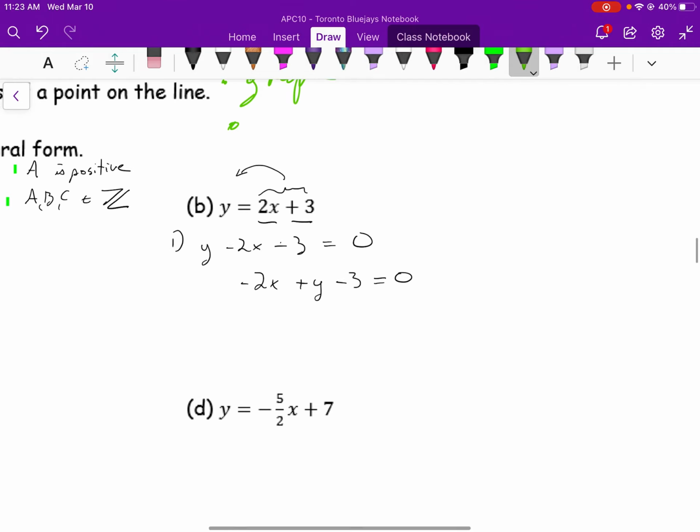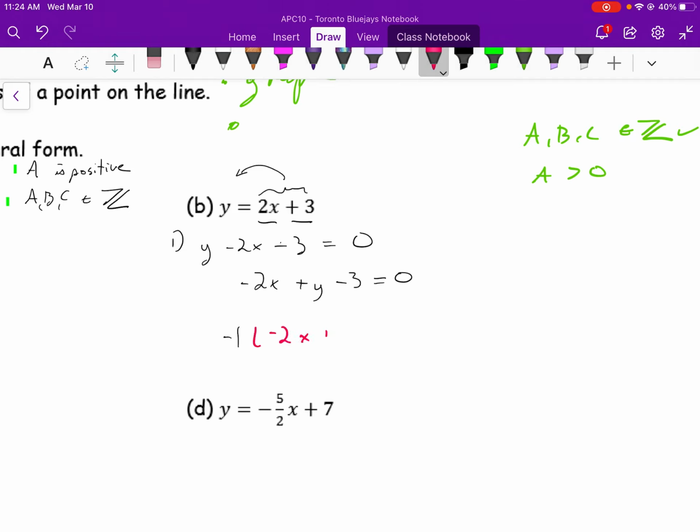Now notice what I did, it's x, y, constant. That's the way general form is written. So my a value is negative 2, my b value is 1, and my c value is negative 3. But keep in mind that a, b, and c have to be integer values. We have that. But a has to be positive. So I ask myself, how can I change a to be positive? I can change a to be positive simply by multiplying both sides by negative 1.